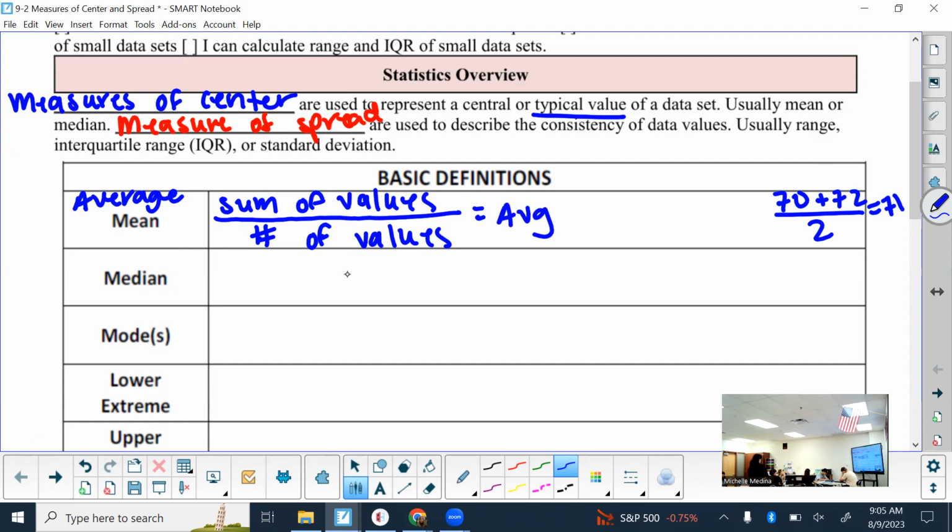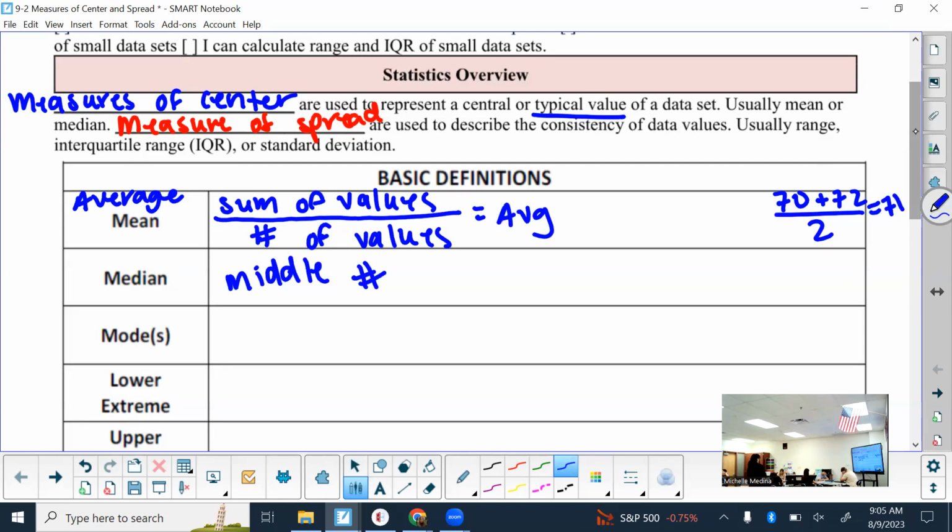Median, we already talked about, but if you wanted to fill it in, middle number of your data set. So like, I don't think any of you drive yet, but there's a median in the road that separates the traffic from the middle of the road.